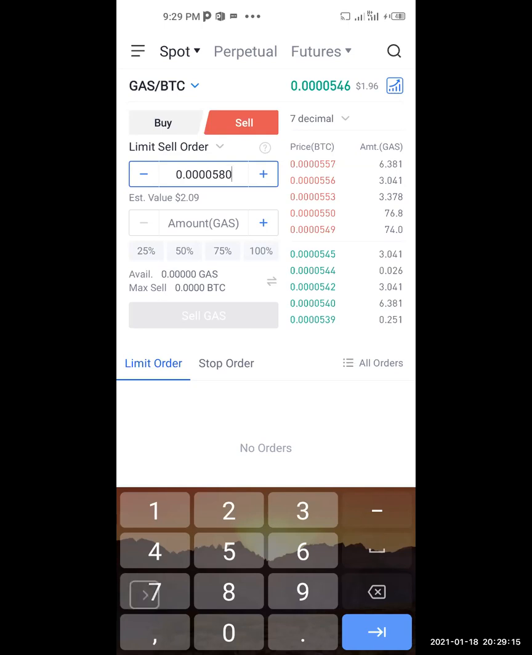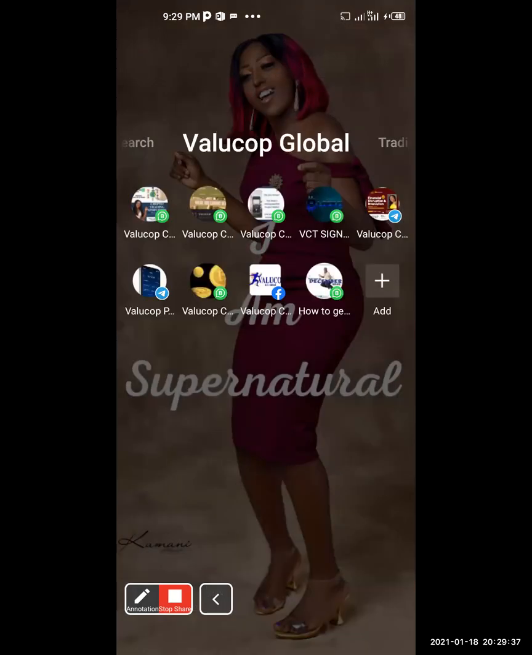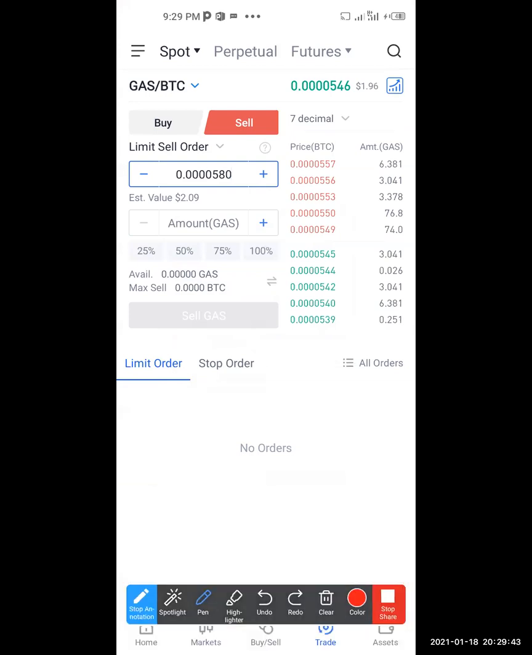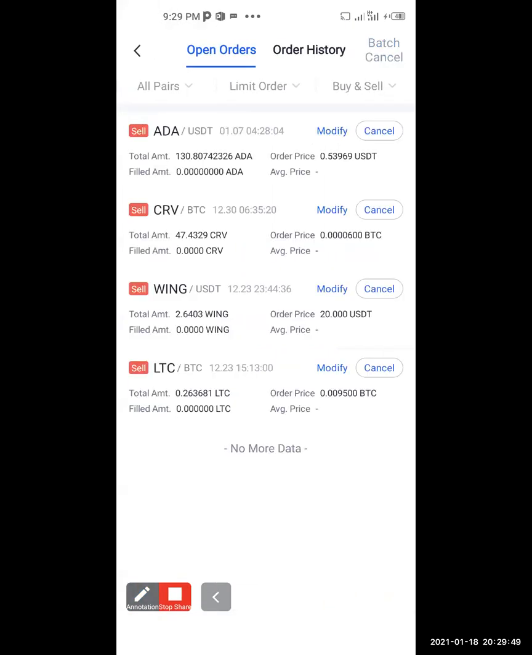Now, if you go to all orders, that is here. If you go to all orders, that's where you see all your order history. These are my coins that I put for sell targets. As soon as these coins hit their sell targets, they will sell off for me and then convert to whatever.